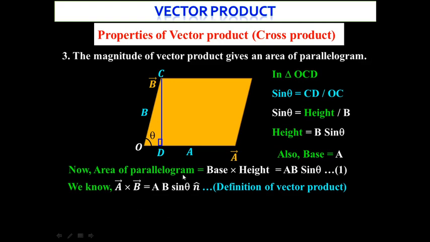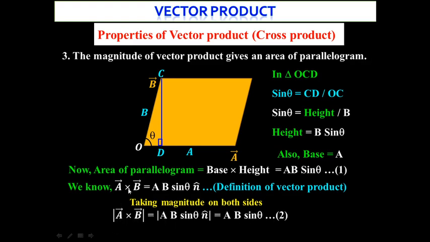Suppose we take the magnitude on both sides. If I take the magnitude of this cross product, the magnitude of vector A cross vector B is equal to the magnitude of the right hand side also. So the magnitude is AB sine theta, but the magnitude of the unit normal vector n cap is 1. So the resultant will be AB sine theta. The magnitude of the vector product of two vectors is AB sine theta, and from equation number 1, AB sine theta is nothing but the area of the parallelogram.